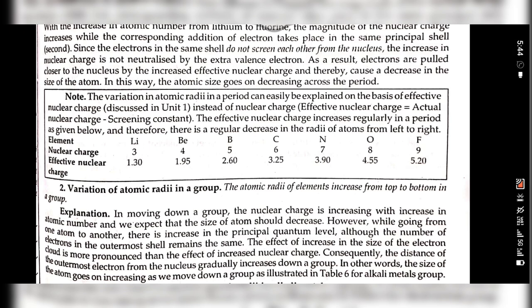However, while going from one atom to another, there is an increase in the principal quantum number. Although the number of electrons in the outermost shell remains the same, the effect of increase in the size of electron cloud is more pronounced than the effect of increased nuclear charge. Consequently, the distance of the outermost electron from the nucleus gradually increases down a group. In other words, the size of atom goes on increasing as we move down the group.